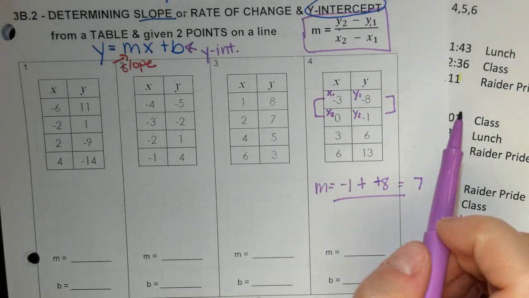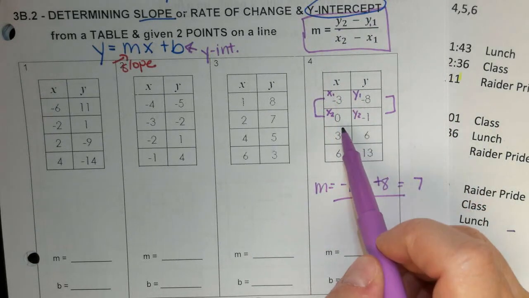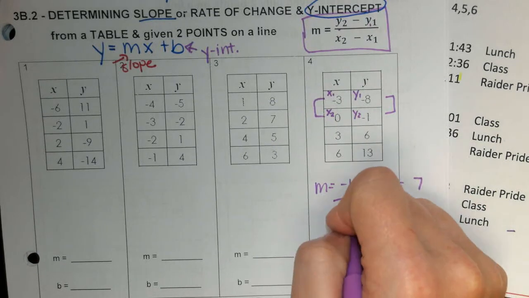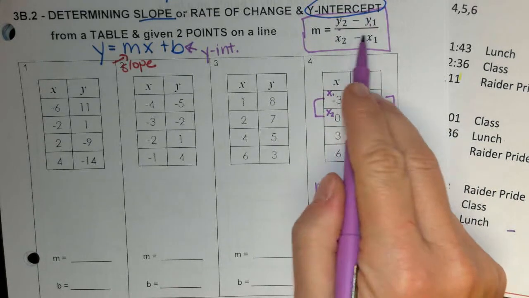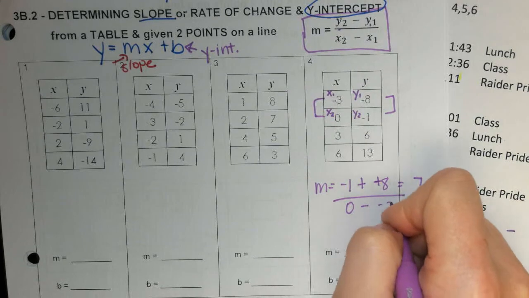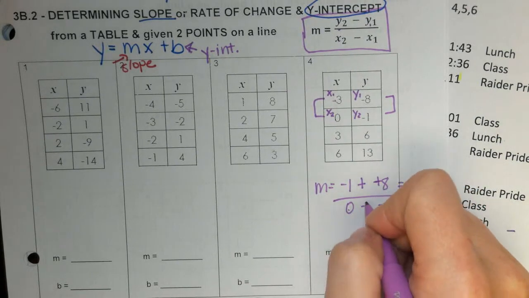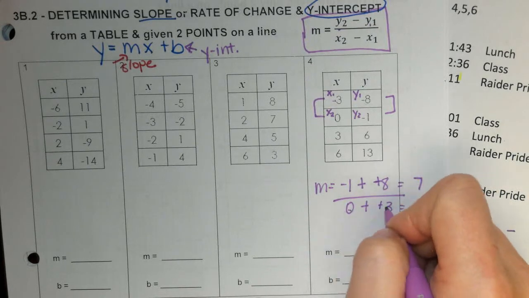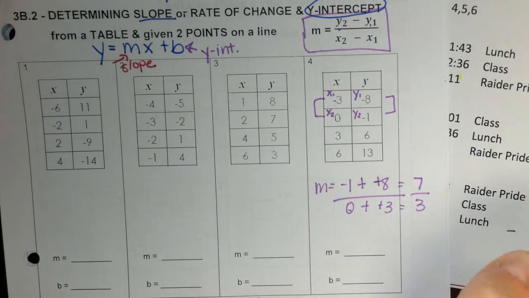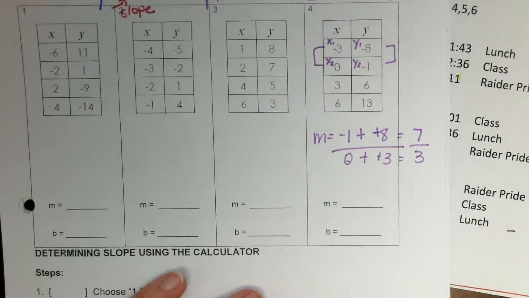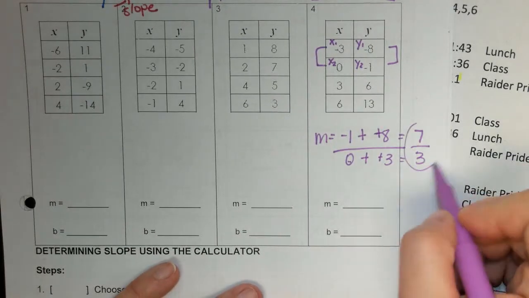Okay, so let's look at our x values. x2, 0, minus x1, -3. So remember, keep, flip, change. So we have a 0 plus a +3. That's just going to give us a 3. So that means that our slope is 7/3.